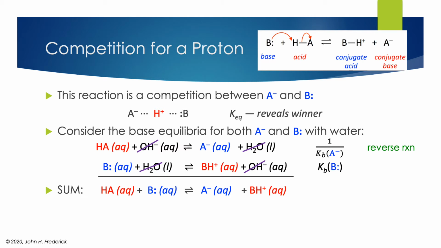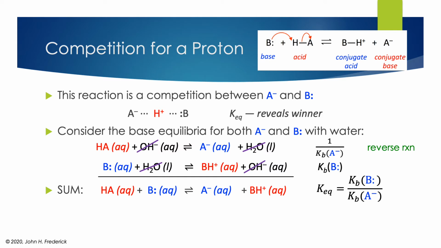So great, I figured out a way to get to that equation using two equations whose equilibrium constants I either know or can find out. Now what about the equilibrium constant for this reaction? Well, remember, when we add two reactions together, the resulting equilibrium constant is the product of those two equilibrium constants. So when I multiply them together, I'm going to end up with an equilibrium constant that's equal to the ratio of the two Kb values. In this case, it's going to be Kb of B divided by Kb of A-.